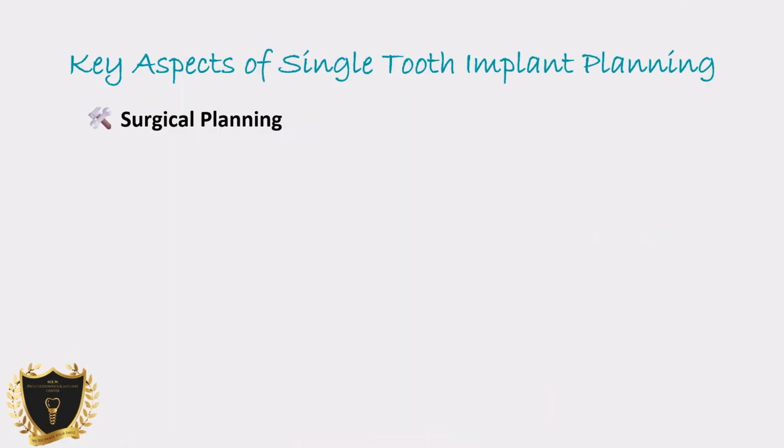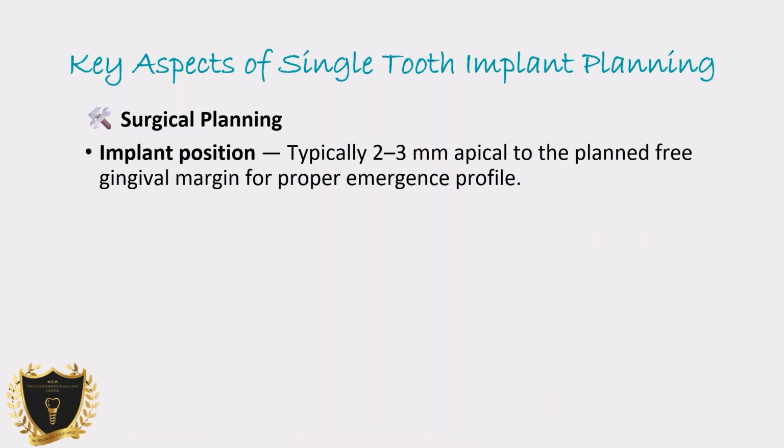Now let's come to the surgical planning. We have taken a CT scan, and we put the crown on top. Now we need to know where the implant needs to go. Implant position typically needs to be 2 to 3 millimeters apical to the planned free gingival margin for proper emergence profile, because you don't want to place an implant which is sticking out at the gum level. So it has to be at the bone level.